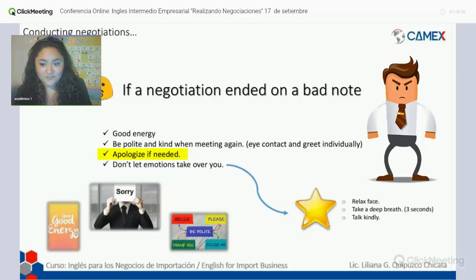Then, if you were the person that behaved badly in the last negotiation that you had, and you have to apologize, do it. Apologize if needed. If you were the person that didn't talk right or let the emotions get over you, tell the other person, hey, I'm sorry.